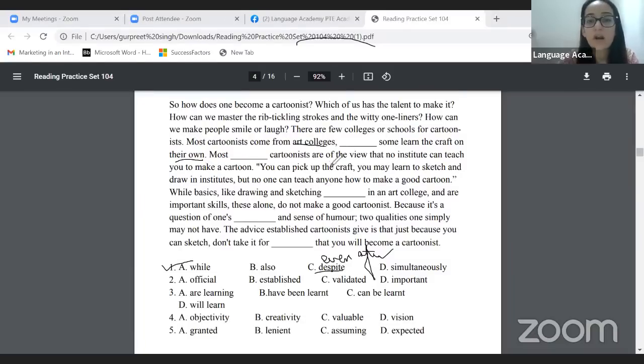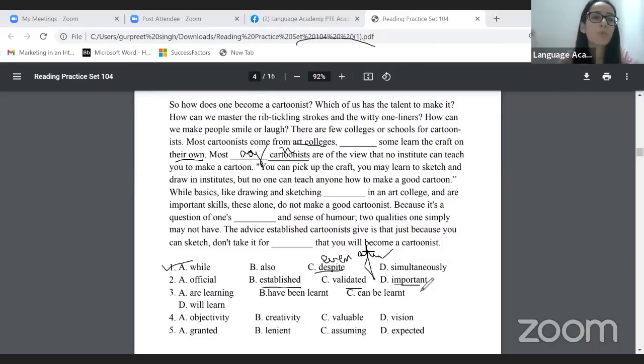Most cartoonists are of the view that no institute can teach you to make a cartoon. The sentence is absolutely complete. Whenever we have complete sentences and after the blank we have a noun, in that case we have to fill the blank with an adjective. Means what kind of cartoonists? Official, do we have official and unofficial cartoonists? Established means popular. Validated is used for documents. Validated document means something which has valid reason, context, something.